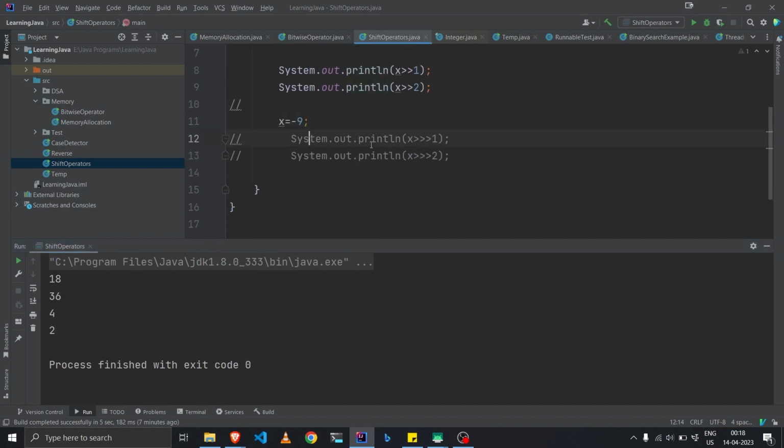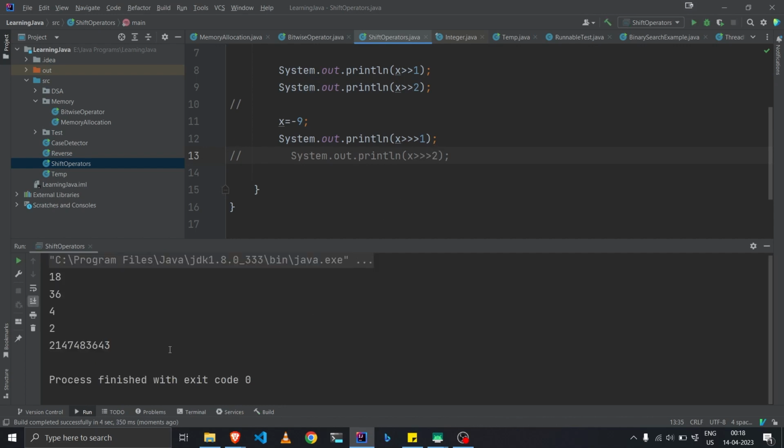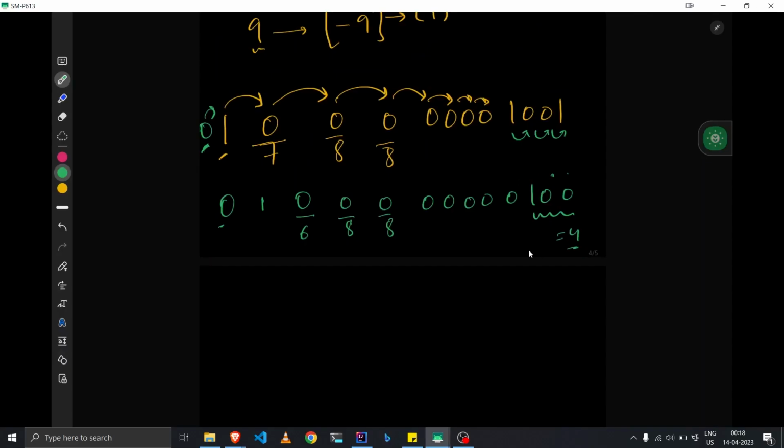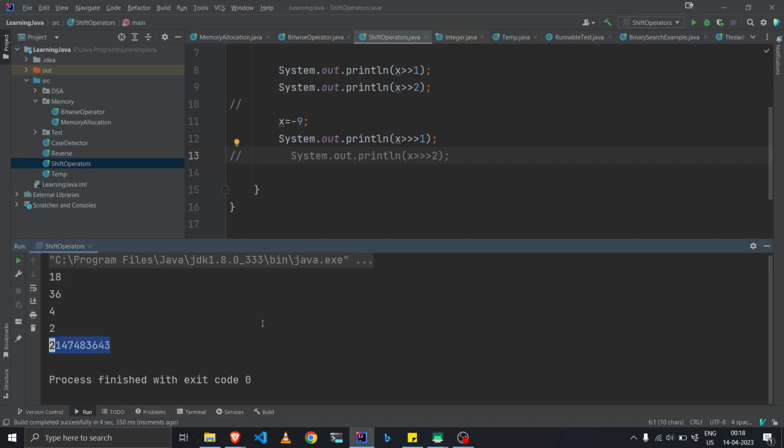So let's say x is minus 9, and let's move it towards the right with the unsigned shift operator. So we'll run it, and you can see that is pretty much not what we expected, right? So basically we were expecting 4, but we got a huge number here.